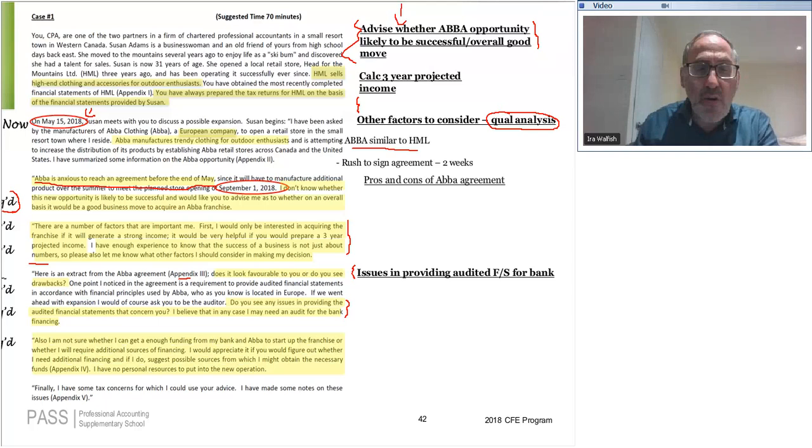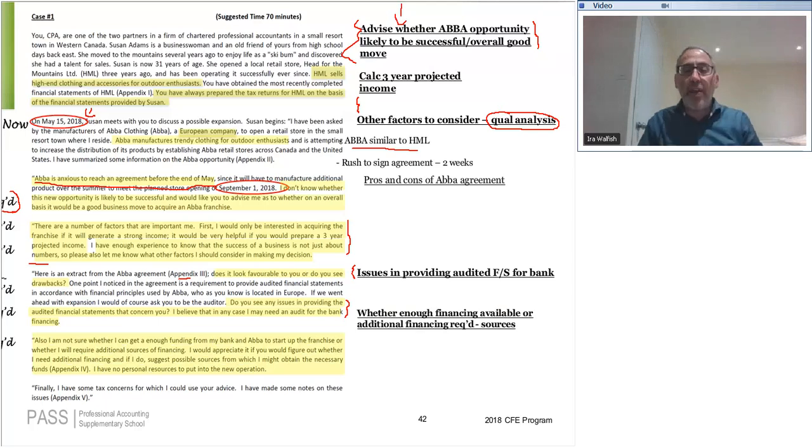So guys, when I read that, I picked up another required. The next required is whether enough financing is available or additional financing is required. That would be the next required. And if additional financing is required, I have to cite sources. So once again, I put the required onto my outline.